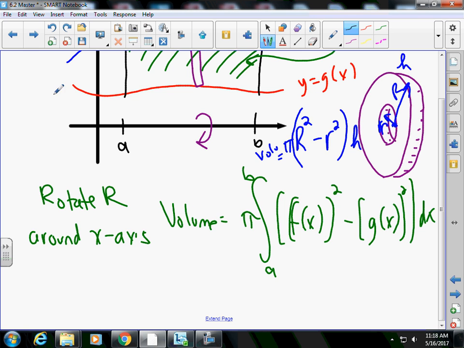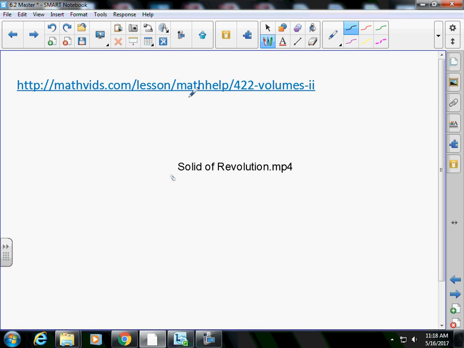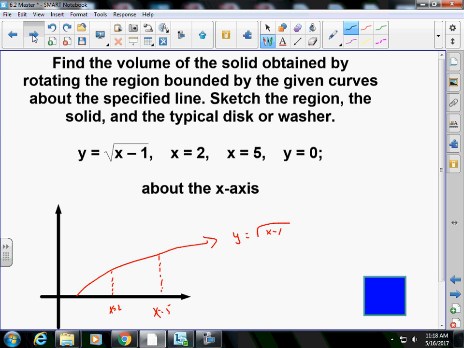So here's a link that you can copy over. I'd show it to you, but this computer doesn't have the latest flash. If you go to this link, there are a couple of little volume movies or MP4s that you can look at, and you can see how volume works. I think they're really neat to look at.